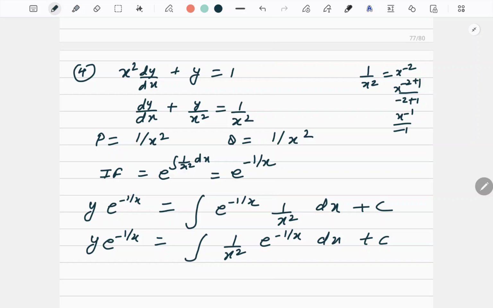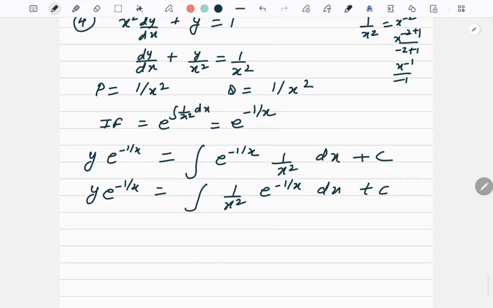Now you can see my video on integration where I have taught you integration by substitution. In integration by substitution, I told you if the derivative of anything is sitting in the integrand, you should take it as t. So here, what is the derivative of 1 by x? It is minus 1 by x square. So what I'll do, I'll take 1 by x is equal to t. So let me just solve this portion and then we will substitute it here. So now my target is to solve this thing, 1 by x square e to the power minus 1 by x dx.